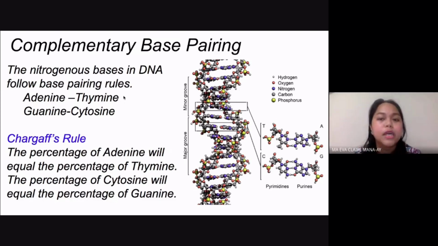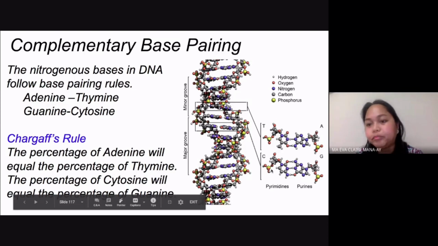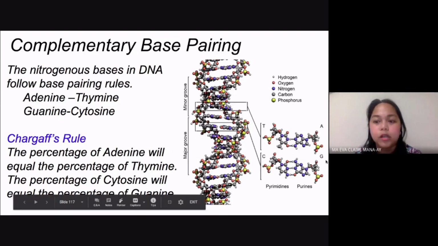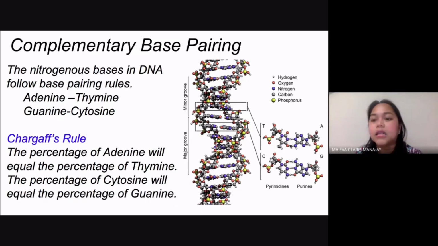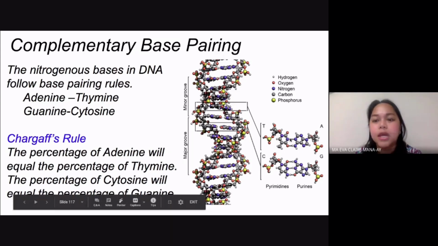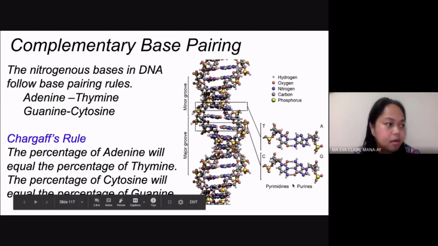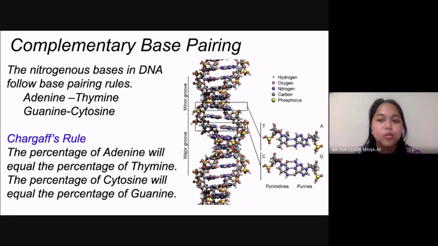Now, what's the difference between these two? If you take a look at the structure that we have here, please pay attention. Again, your thymine would always be paired with adenine. Your cytosine would always be paired with guanine. Now, the difference is in the number of hydrogen bonds between these two pairings. Your adenine and thymine are bonded using just 2 hydrogen bonds. Your cytosine and guanine, on the other hand, are connected with 3 hydrogen bonds. So CG is connected with 3 hydrogen bonds, and AT with just 2 hydrogen bonds.